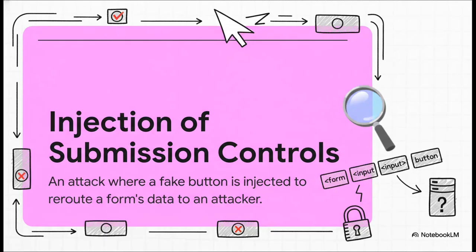And one of the most brilliant and, frankly, scariest of these new attacks took advantage of a simple new feature in HTML5 forms. It's called injection of submission controls, which sounds complicated, but what it means is that an attacker could hijack the information you put into a form in a way that was basically invisible.